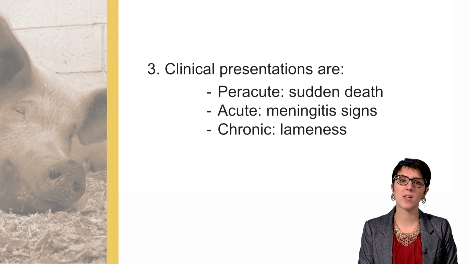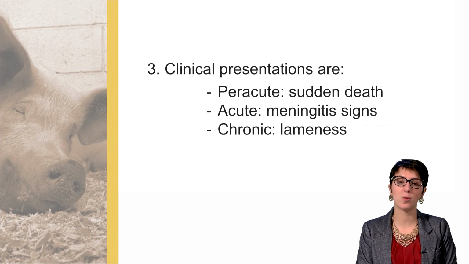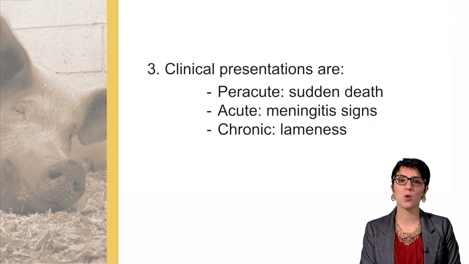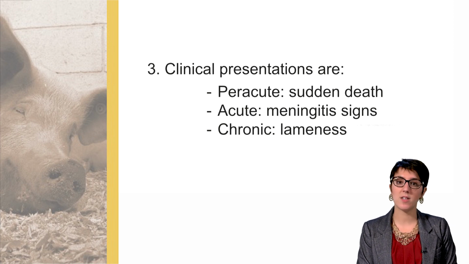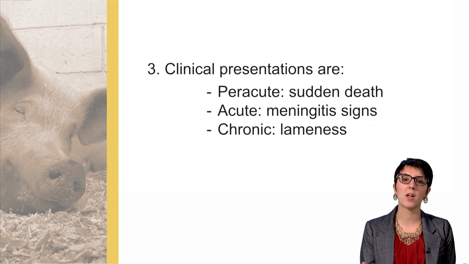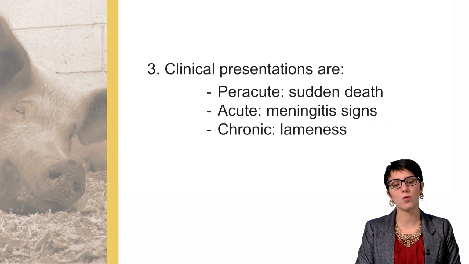We can also have signs of pneumonia with Haemophilus parasuis because it is an opportunistic pathogen. So with viruses like PRRS or PCV2 that decrease the immune response, Haemophilus parasuis is going to come and spread, multiply in the lungs, and we're going to have signs of pneumonia.